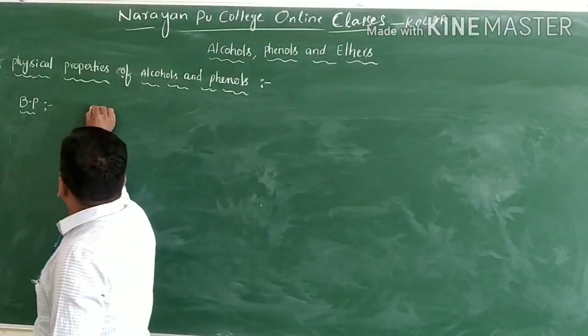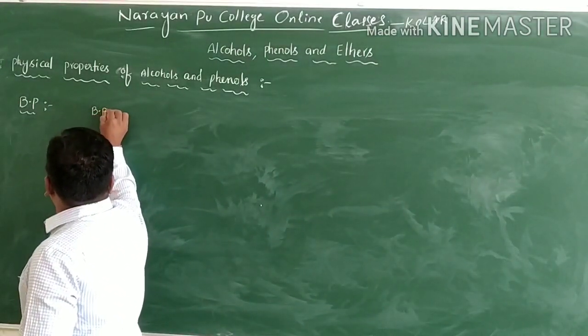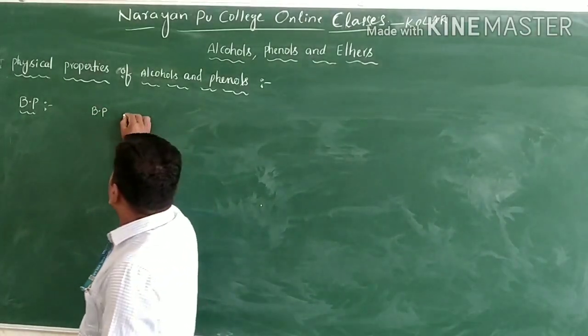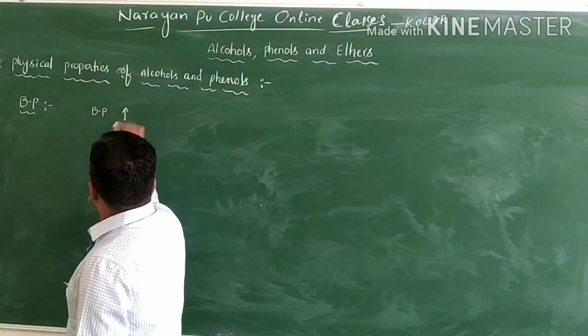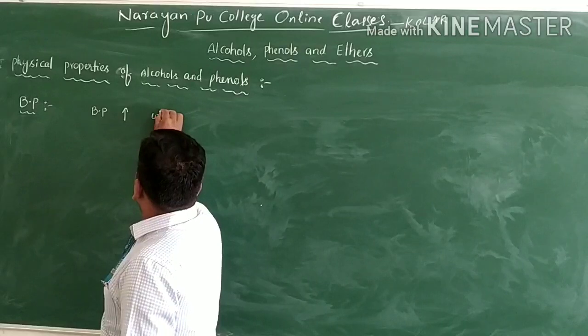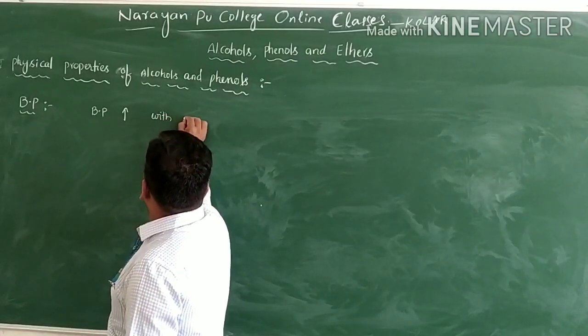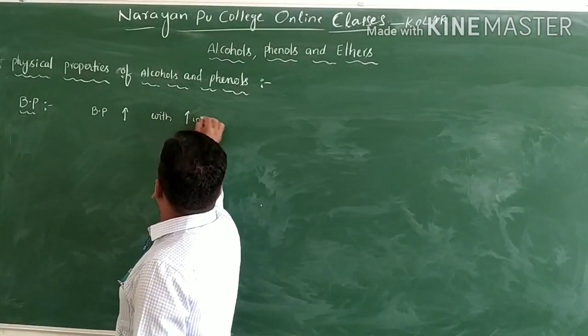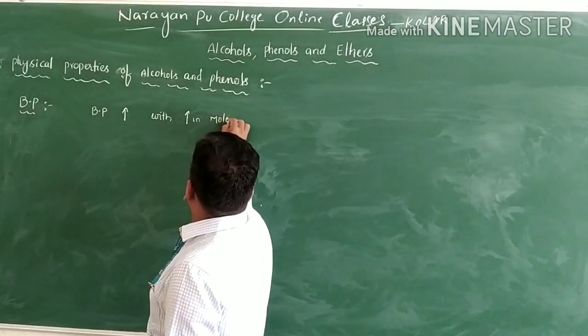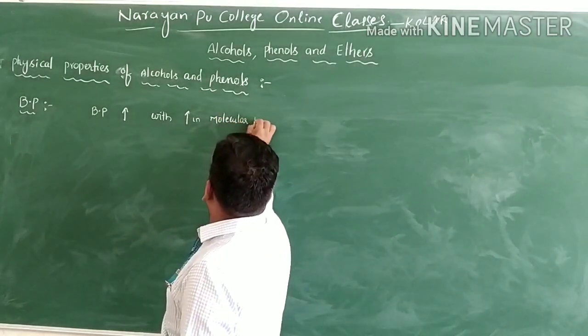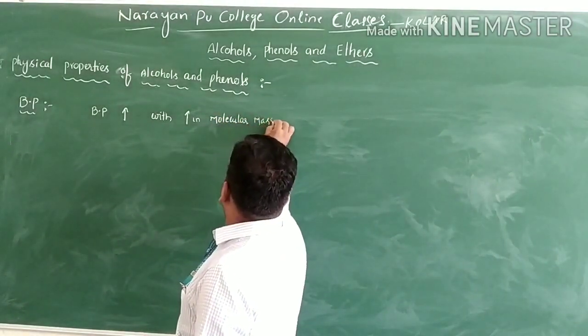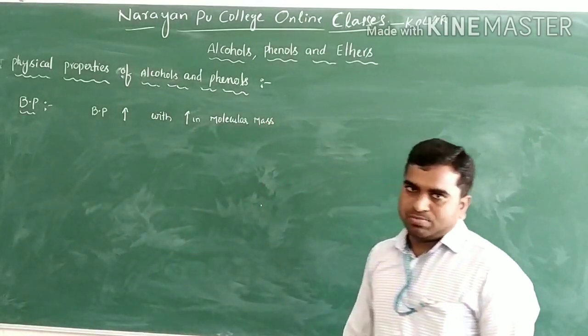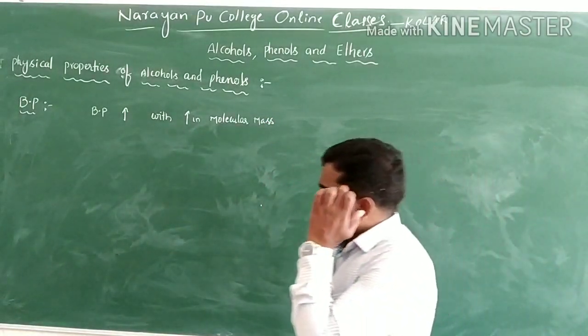And clearly, directly we can write: the boiling points of alcohols and phenols increase with increasing molecular mass, or you can simply say number of carbon atoms. Clear? Simple example I will write.